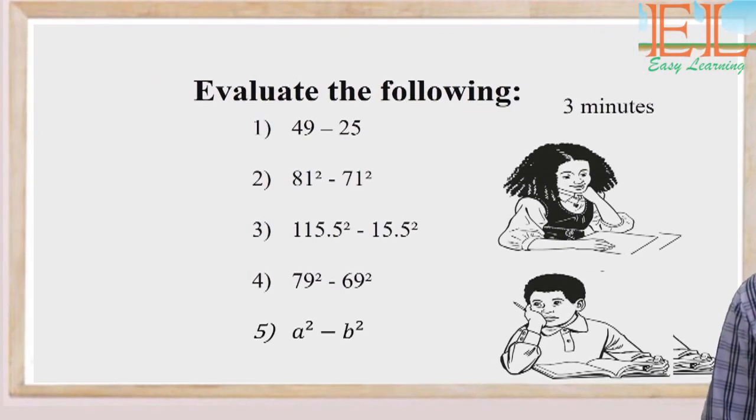Evaluate the following. 1. 49 minus 25. 2. 81 squared minus 71 squared. 3. 115.5 squared minus 15.5 squared. 4. 79 squared minus 69 squared. And finally, a squared minus b squared. I'll give you 3 minutes for that.